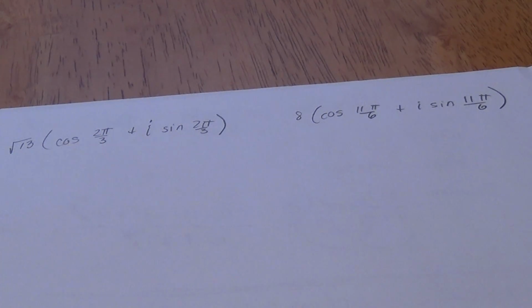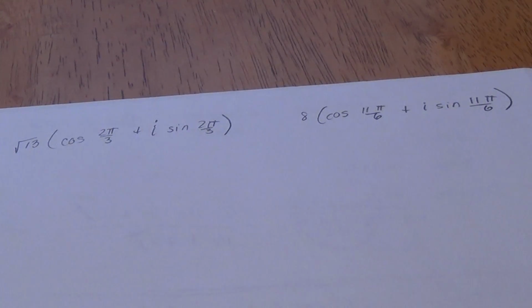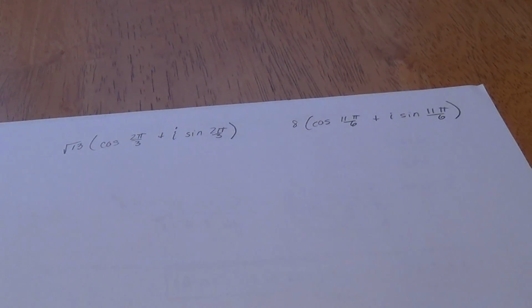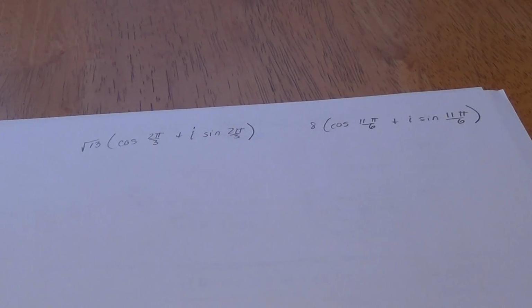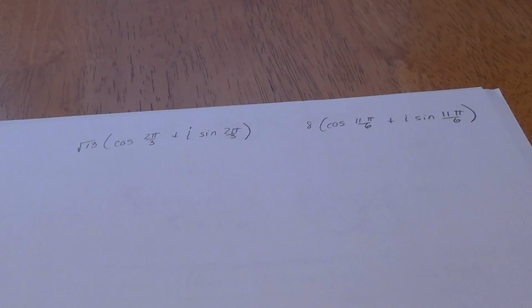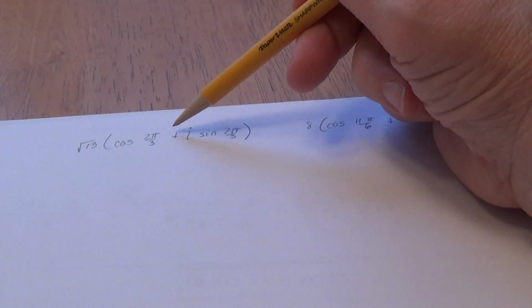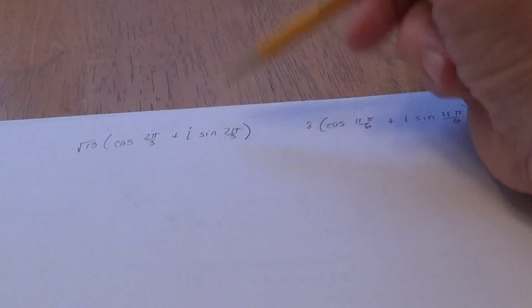Okay, in part 2 here, we're going to learn how to multiply two numbers that are in trig form. And it's going to be a process. So here's the two I picked. Square root of 13 cosine 2 pi over 3 plus i sine 2 pi over 3.